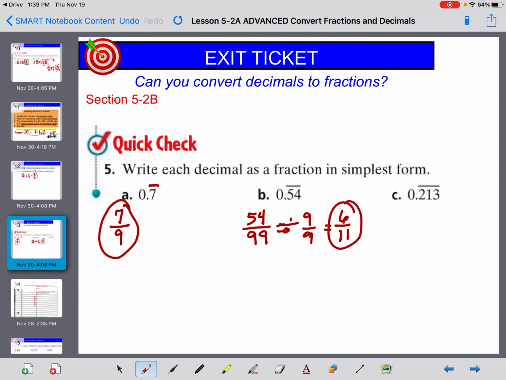The last one, 213. All 3 of those digits are repeating, so I put it over 999. Then I need to reduce it. When I take the sum of the digits of 213, it equals 6. So I know that they're both divisible by 3 for one option. 213 divided by 3 is 71. 999 divided by 3 is 333.